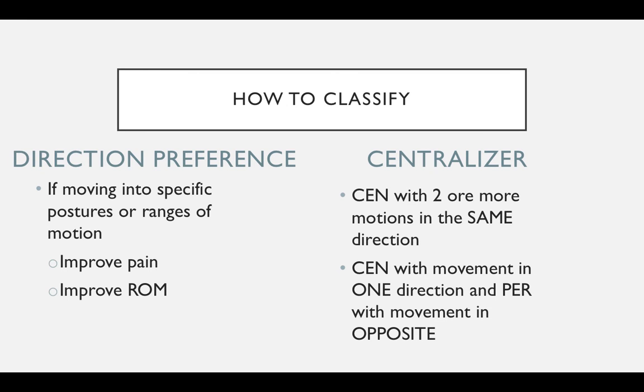Patients are considered to have a directional preference if their pain or range of motion improves after repetitive movements or postures. They are considered a centralizer if they centralize with two or more motions in the same direction, or centralize with a movement in one direction and peripheralize with a movement into the opposite direction. Those that peripheralize with all movements are no longer in the specific exercise category, and they need to be categorized in a different subgroup for the time being until we can find movements that centralize their symptoms.